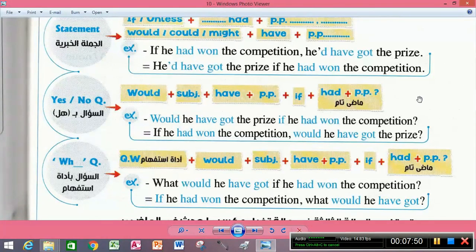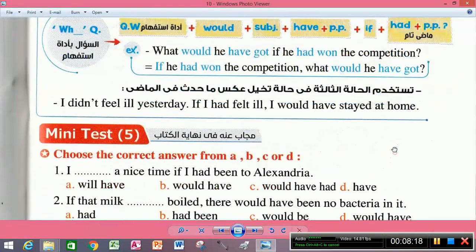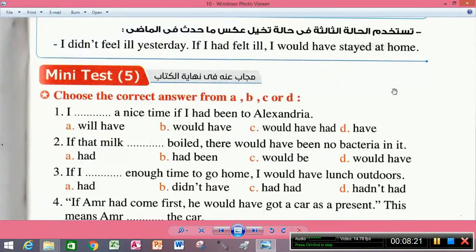Let's see the other one. What would he have got? You put here a WH word and you only change one part. What would he have got if he had won the competition? If he had won the competition, what would he have got? Both forms of the questions are correct. Both forms of the questions are what? Correct. We use the third conditional when we regret something or imagine the opposite of what had happened.